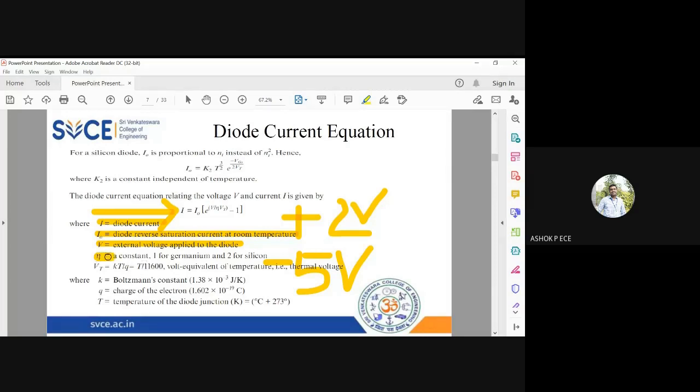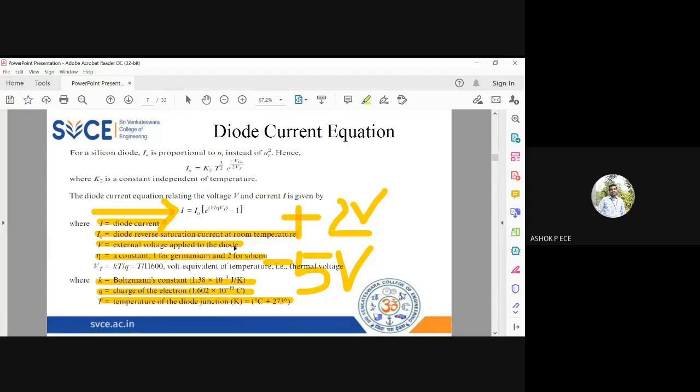And eta, you know, it is the device constant. It is 1 for germanium and 2 for silicon. And VT equal to kT by q, the thermal voltage. K is the Boltzmann constant. I remember these values, 1.38 into 10 power minus 23. It's 23, not 3, it is written wrongly. 10 power minus 23 joules per Kelvin, and q is charge of electron. You have to convert the temperature into Kelvin. How to convert? Add 273 to temperature in degrees Celsius, you'll get the answer in Kelvin.